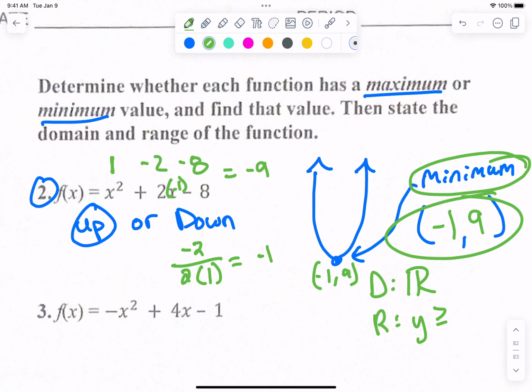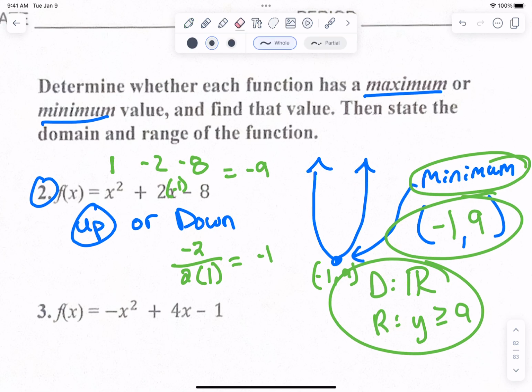9 is the y coordinate. So y is greater than or equal to 9, yeah? That's my domain and range. Okay? Good?